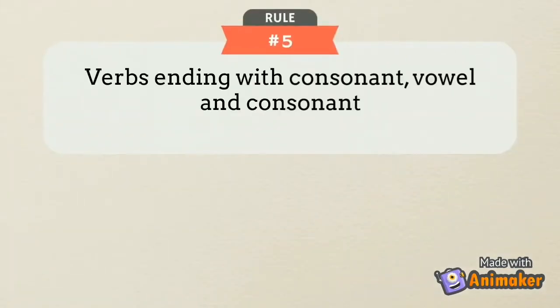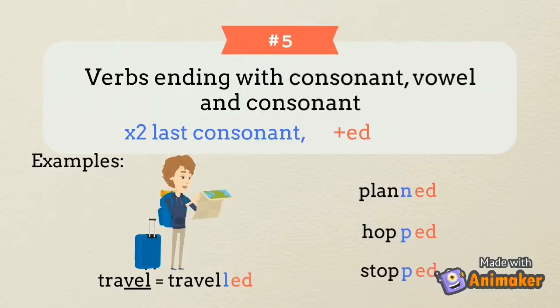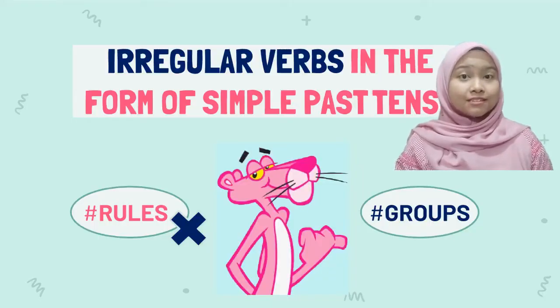For verbs ending with consonant, vowel, and consonant, we usually double the last consonant and add ed. For example, travel becomes traveled. Meanwhile, to have a better understanding, we put irregular verbs in groups.